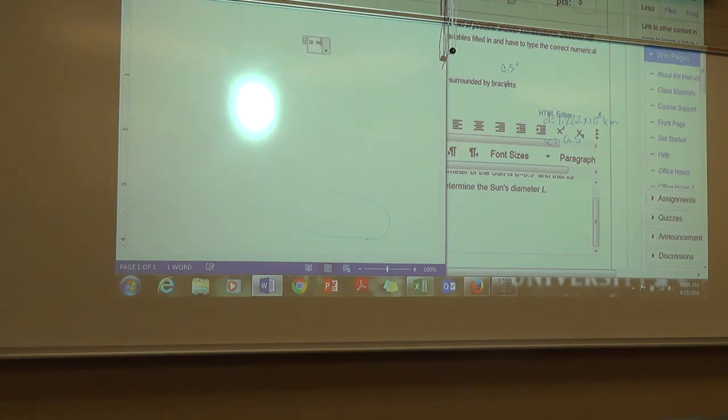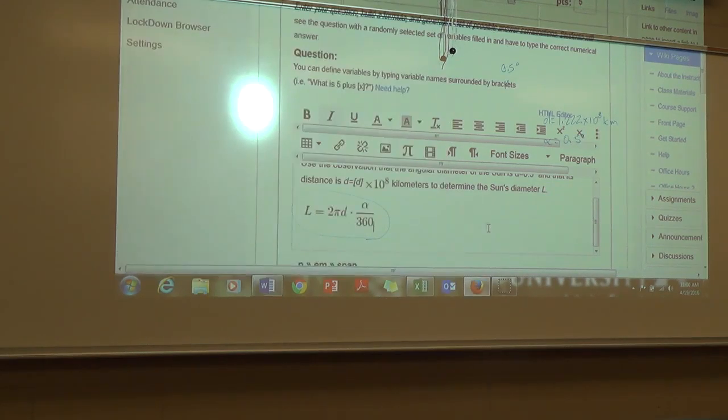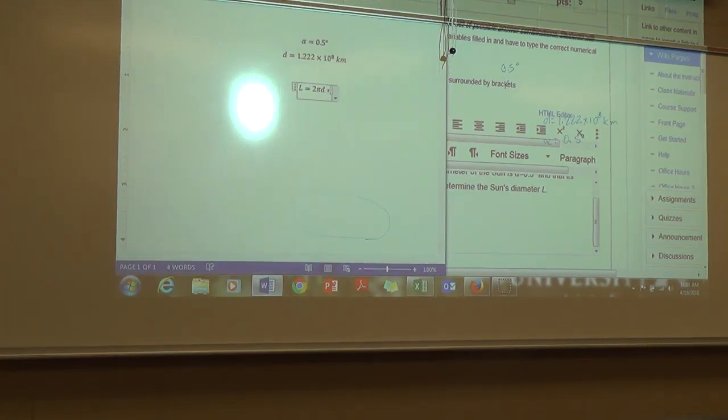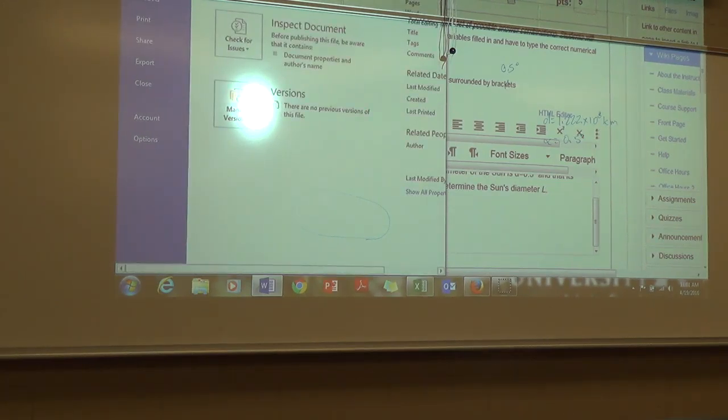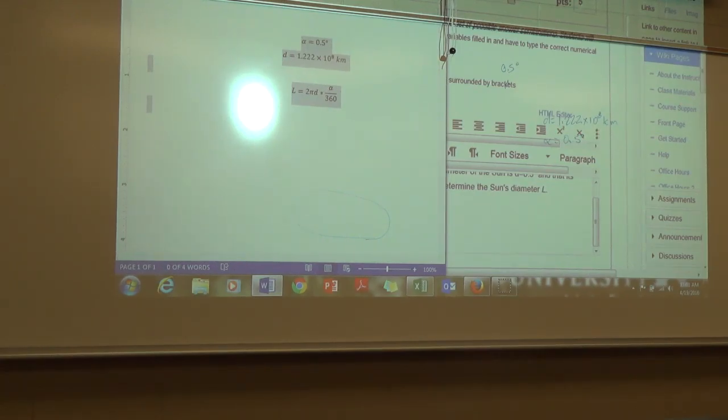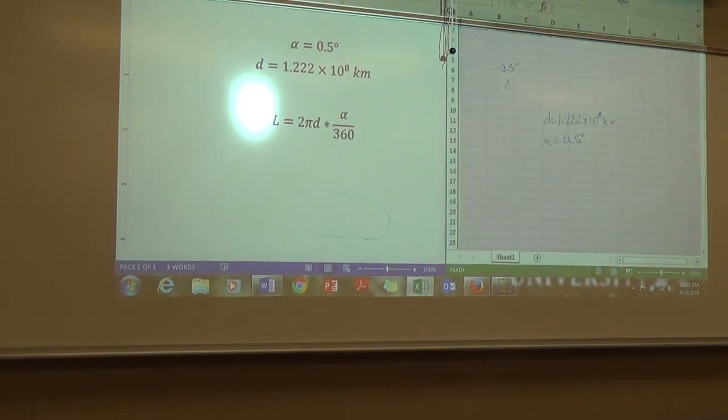So on this one, we have the angle is 0.5 degrees, right? In the version that we had, and we have L is 2 pi d, times alpha over 360. When you want to plug the whole thing into your calculator, do you do the whole formula? When I do it, I often do it all at once, but I might have used a calculator more often than you. So that's something to think about: do I need to break it down in order to make it easier for me to do it?